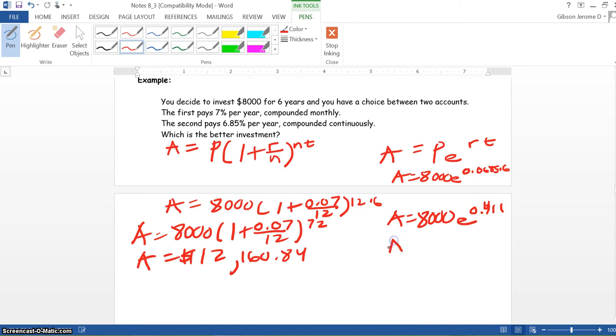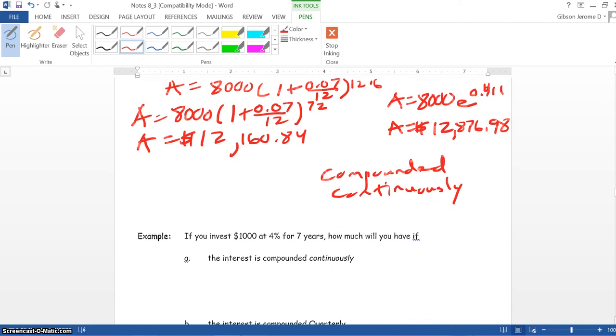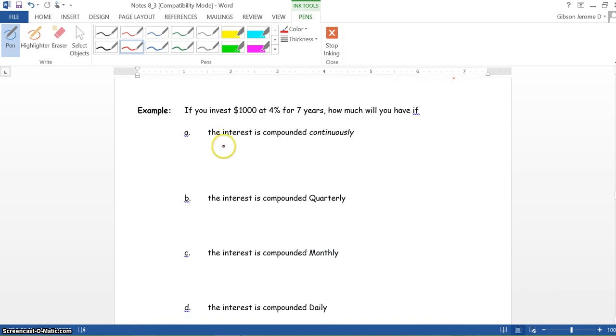Okay, so now we will have A is equal to, after we put this in our calculator, this will give us $12,860.76.98. So the best value would be to compound it continuously. So it'd be compounded continuously is the best. Okay, so now we go to our next example.